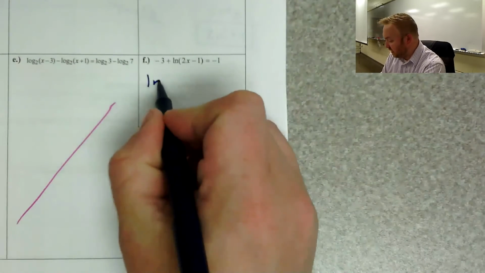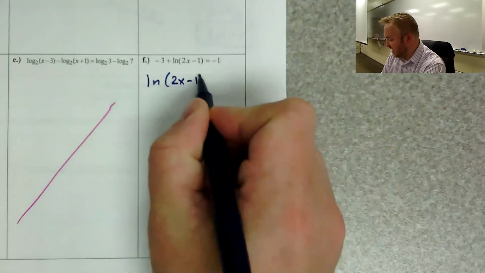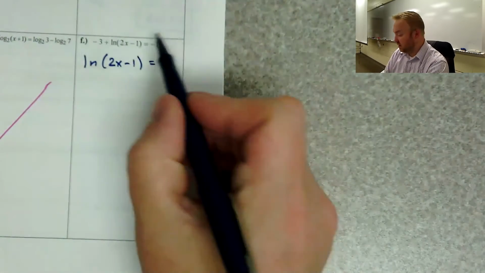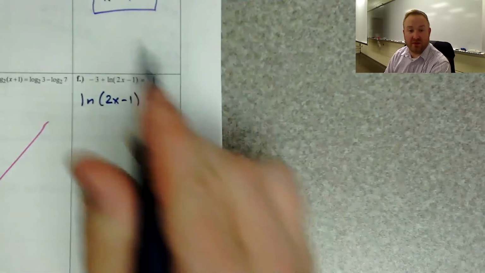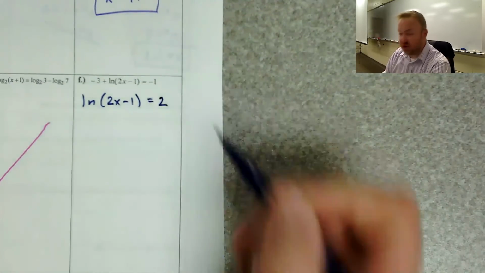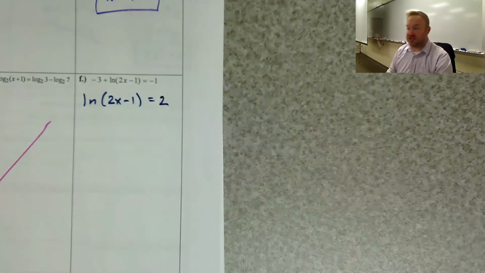So I'll have the natural log of, this is like the same problem. Almost the same. This had a positive 1 here. This one has a -1 here. But other than that, they're very similar problems. -1 plus 3 is 2. Okay, so same thing as before.